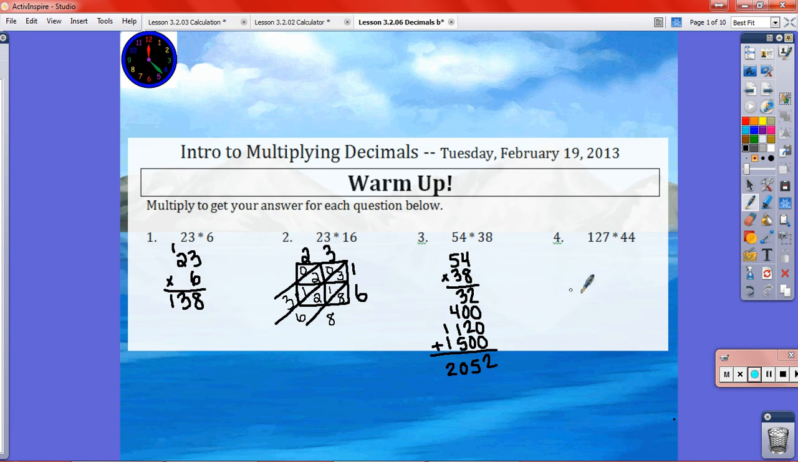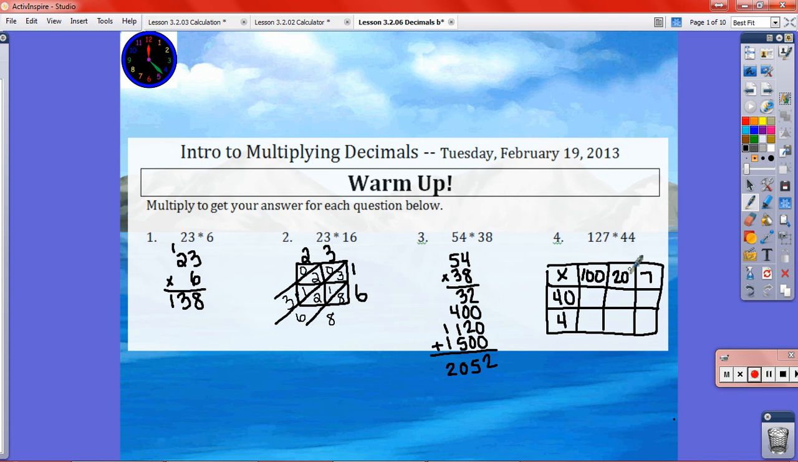I'm going to show you another way to do that, called the grid method, that really helps to break it down. So grid method for 127 times 44. Let me make that a little bit further apart so I can fit this. Okay, so this is multiplication, and I make this little chart to help me. It's 100 plus 20 plus 7 times 40 plus 4. So I actually take apart my numbers according to their place value.